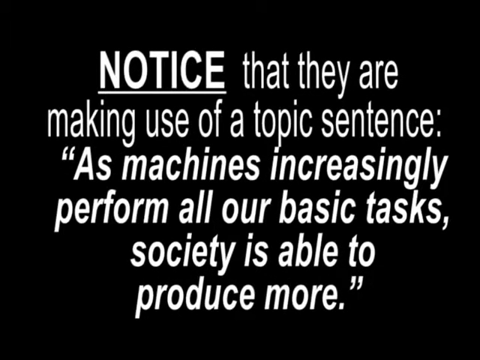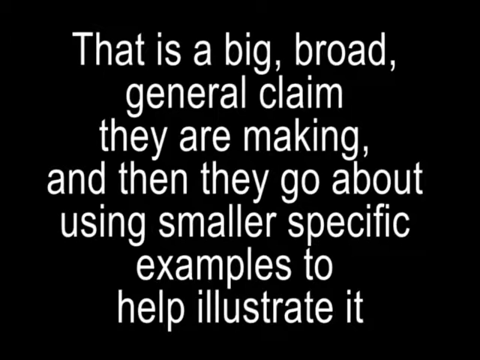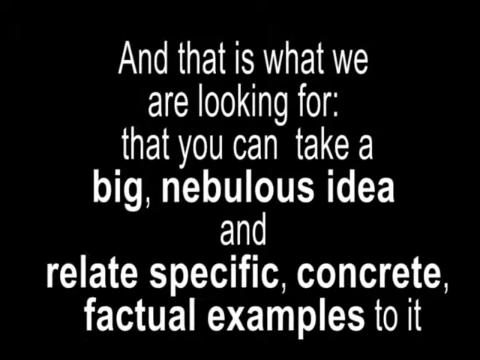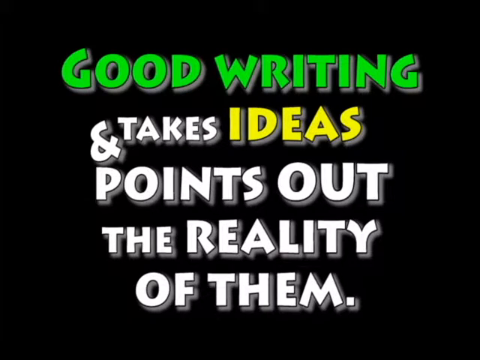And let's notice that they're making use of a topic sentence. As machines increasingly perform all our basic tasks, society is able to produce more. Now that's a big, broad, general claim that they're making, and then they go about using smaller, specific examples to help illustrate it. And that set of examples all revolves around the cotton gin. And that's what we're looking for, that you can take a big, nebulous idea and relate specific, concrete, factual examples to it. Good writing takes ideas and points out the reality of them.